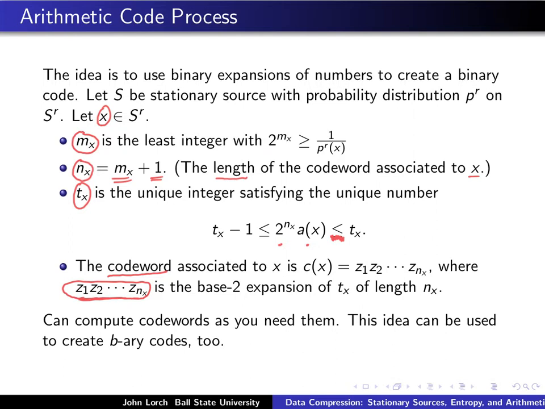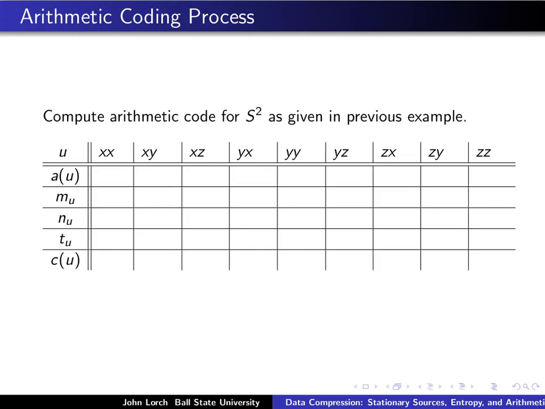Now, one good thing about this whole process is that you can compute the code words as you need them. And while the description here is given for binary codes, the same ideas can be used for other types of codes too. Now we give an example of an arithmetic code for strings of length 2 on the alphabet that was given in the previous example.